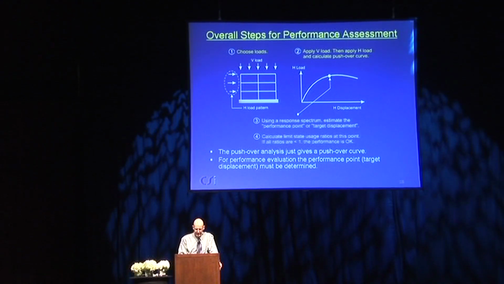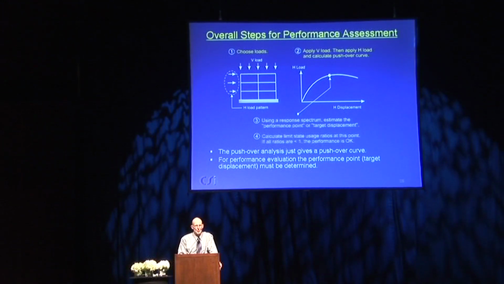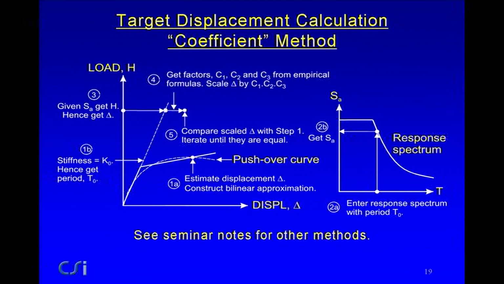And I did show a Perform 3D example where it did that. I didn't earlier on in session 1. I didn't explain how that was done. Here's one of the methods, and this is the coefficient method, which is the method that is in ASCE 41. Let's run through this thing step by step.